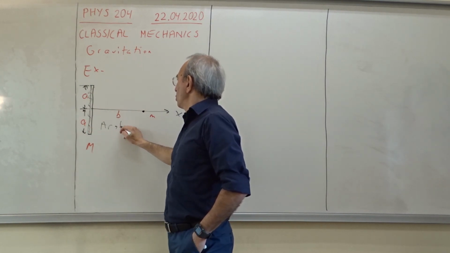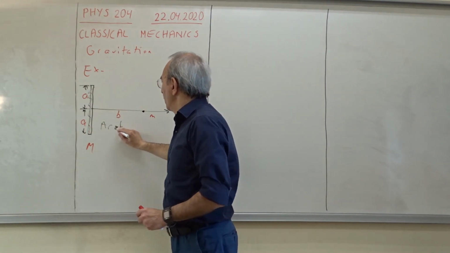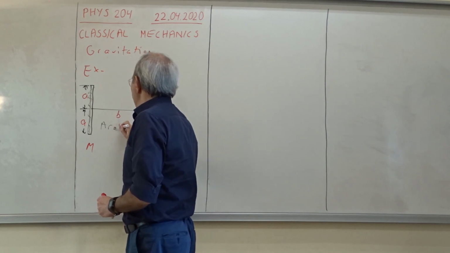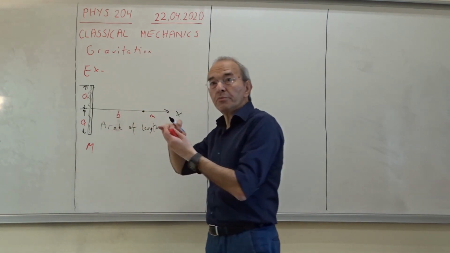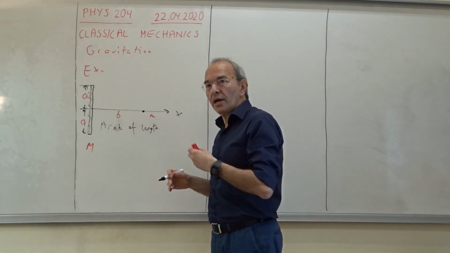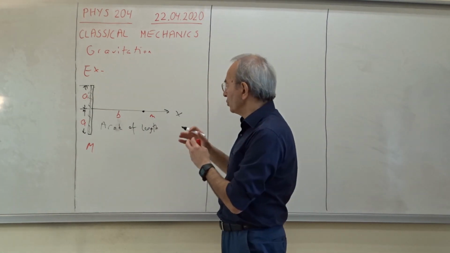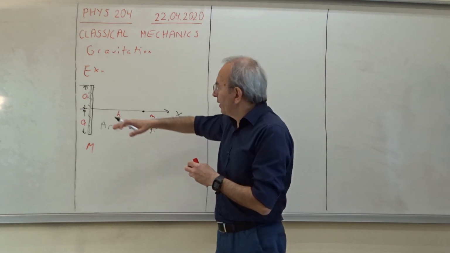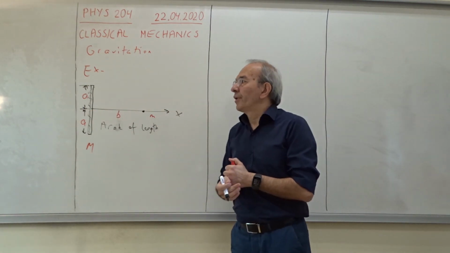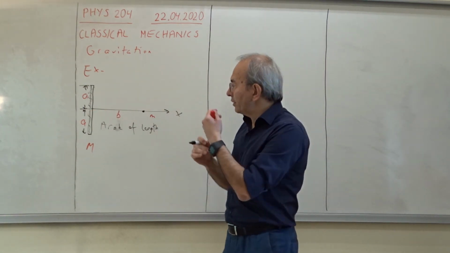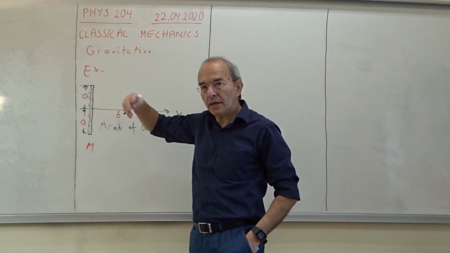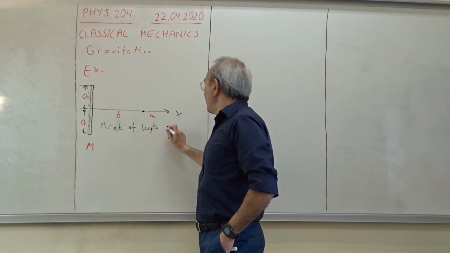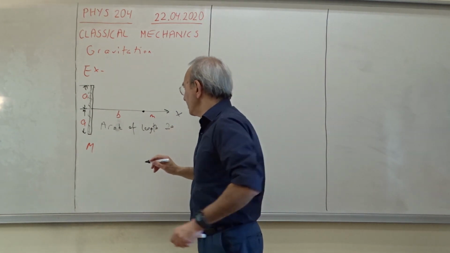A rod of length 2a is symmetrically placed across the hypothetical x-axis. We put our hypothetical x-axis along the bisector of this rod, so that the length of the upper part and the lower part are both a. A rod of length 2a and mass m.